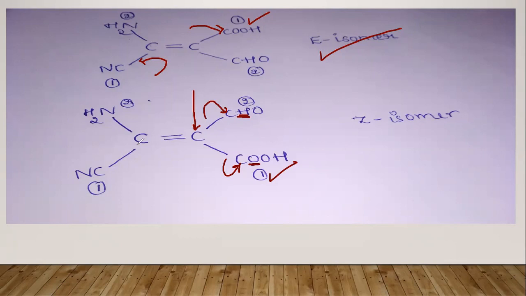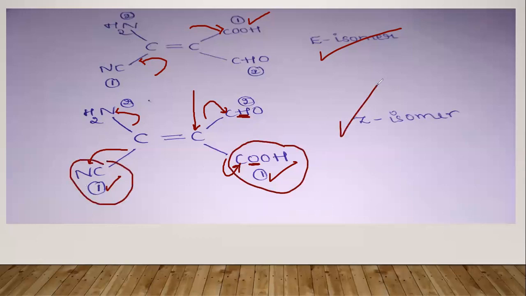Let's check the next carbon. This carbon connected here with NH2 and here with NC. Connected with N and connected with N, the same priority. After that, I have H and I have here C. The atomic number of carbon is 6, higher than hydrogen. So this is priority number 1. As you see, the higher priority in the same direction. So this is zusammen isomer or Z isomer.